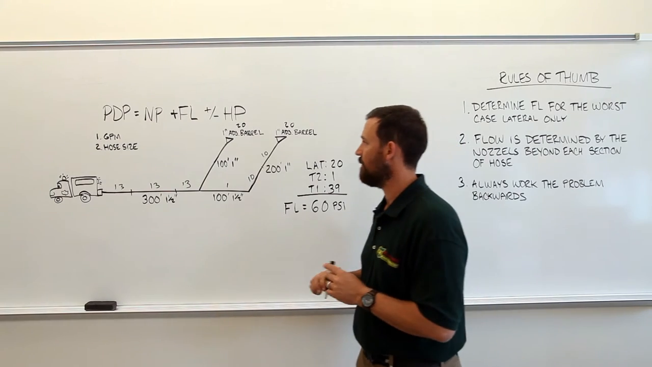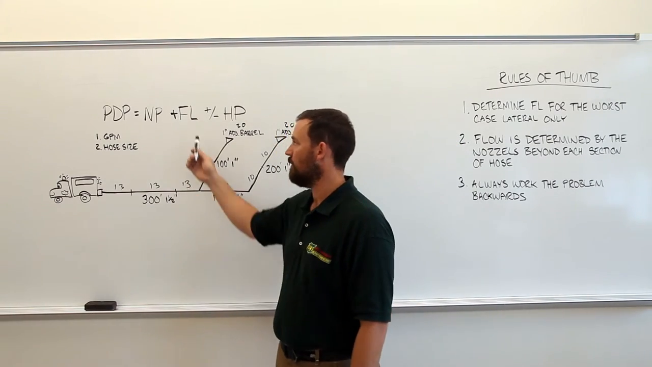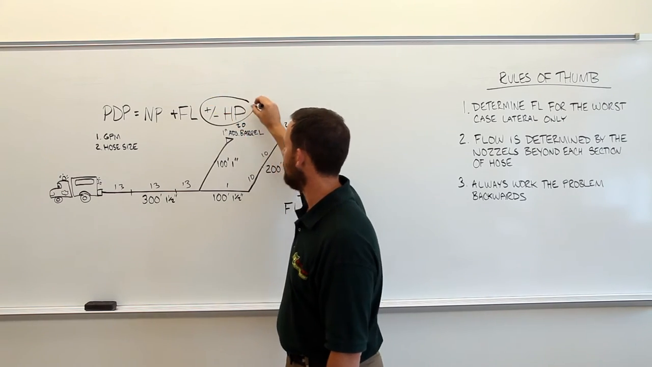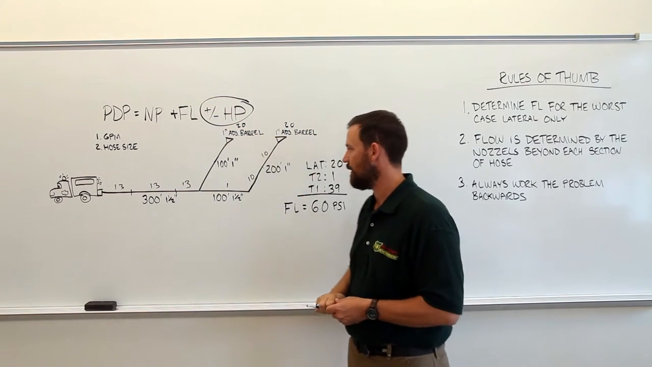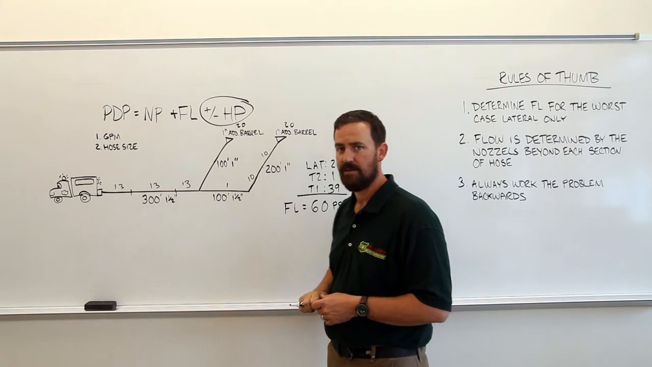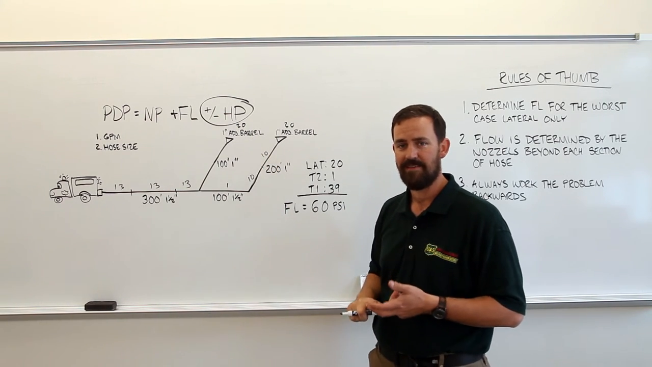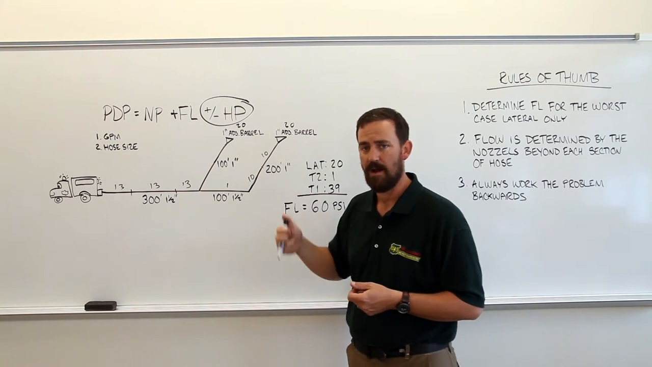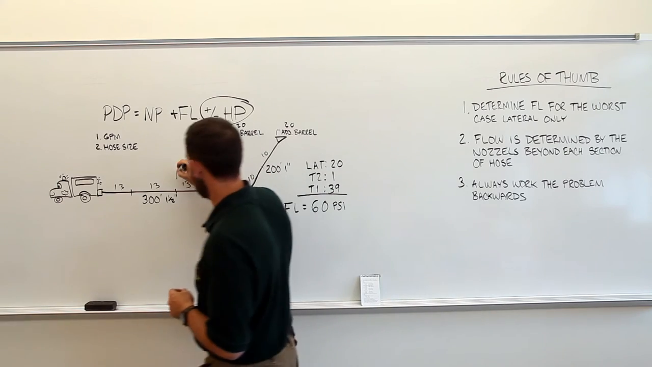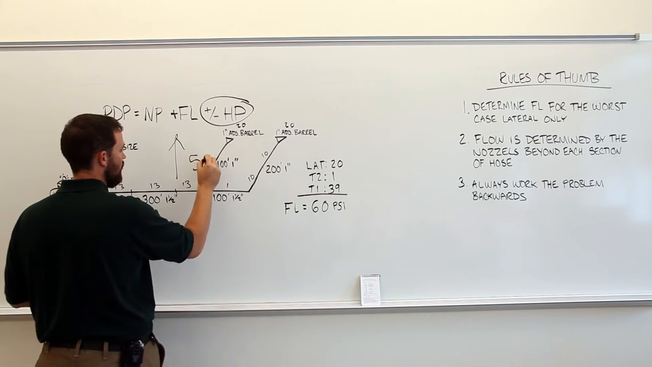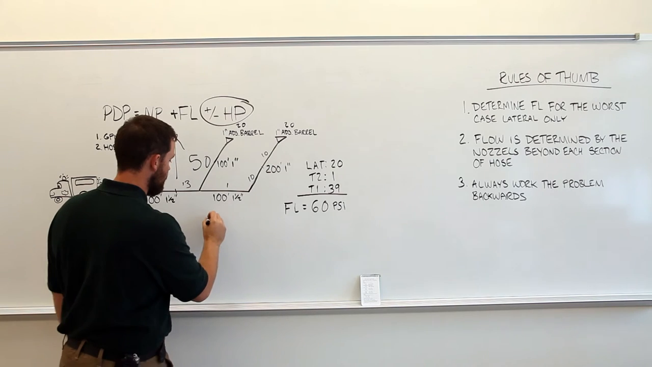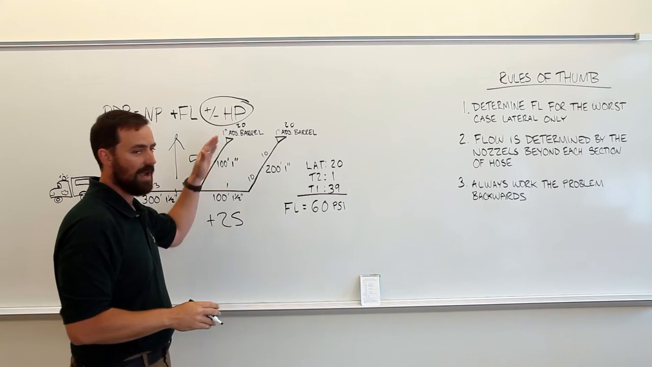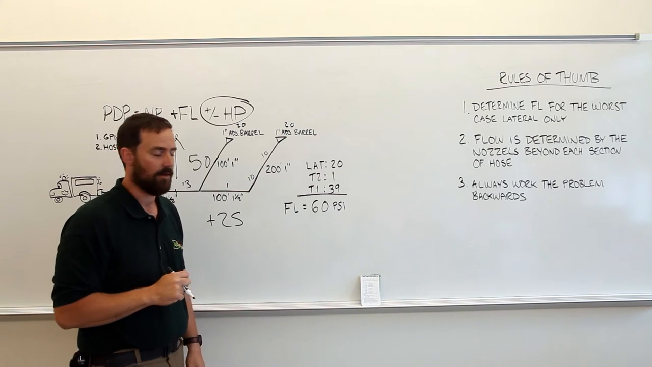So at this point, we've determined our nozzle pressure. We've calculated our friction loss for the hose lay. The only thing that's left is this little guy right here, HP, for head pressure. Now our rule of thumb for head pressure is that we're going to add or subtract 1 psi for every 2 feet of elevation change. So if we're pumping water uphill, let's say this line goes 50 feet uphill, we're going to have to add 25 pounds of pressure to counteract the effect of gravity wanting to pull that water back downhill.